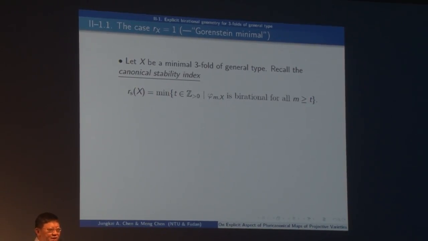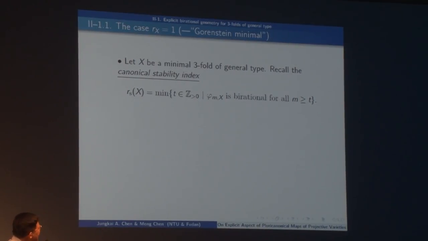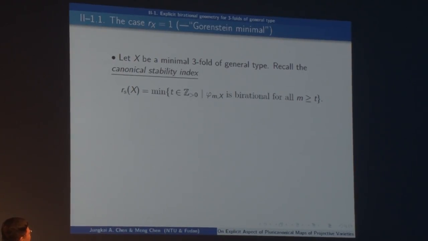So from the explicit aspect, it's very interesting to know what R3 is. But if you don't know R3, then you don't know R4. So the first purpose of my talk is to give the method to find the effective bound for R3. So let me start by recalling the definition of the canonical stability index. For a given minimal threefold of general type, say X, the canonical stability index rs(X) is nothing but the smallest positive integer k such that phi_k is stably birational.